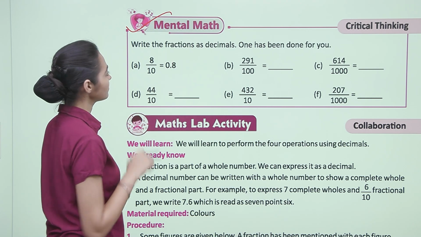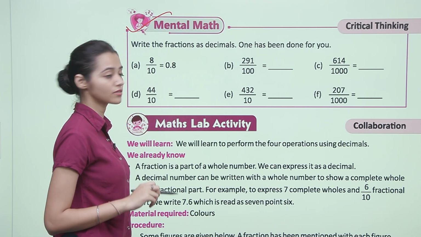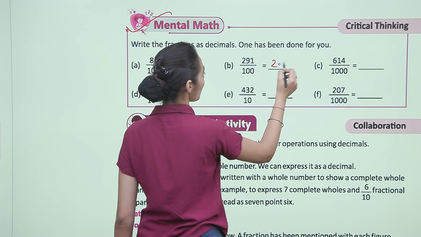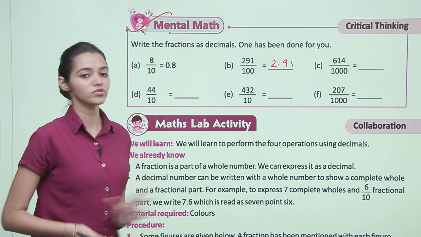Next is our mental math. We have to write the fraction as decimals. One has been done for you. So the next one will be 2.91. That's how you have to complete the remaining part.